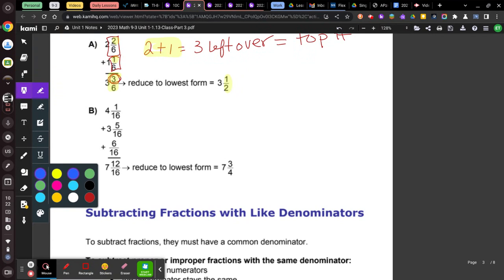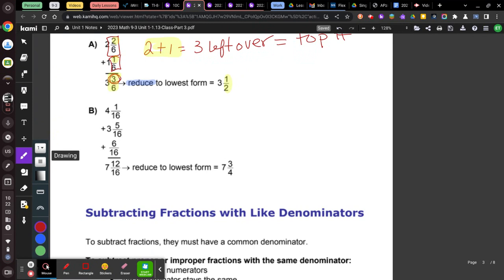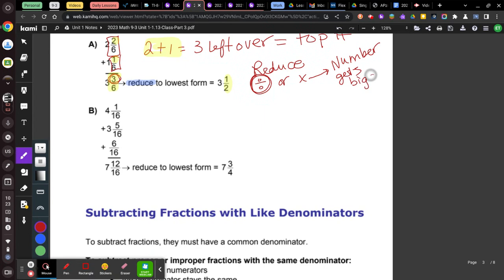7. What did they do to that 3 over 6? I just highlighted the word. They reduced it. So when we reduce fractions, like we discussed yesterday, we either divide them or we times them by the same number. If we're making the number smaller, we're always dividing. If we're making the number bigger, we times. This is to make the number bigger. Number gets bigger. Whereas if you divide, your number gets smaller.